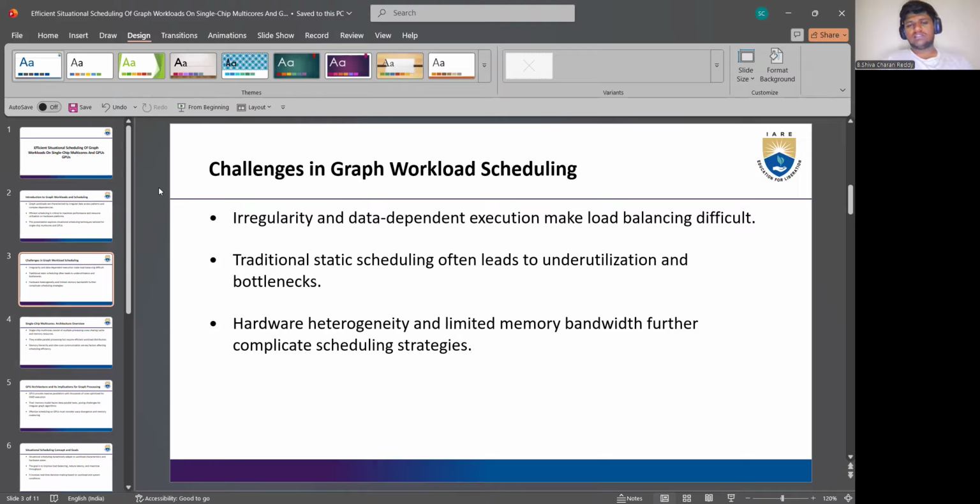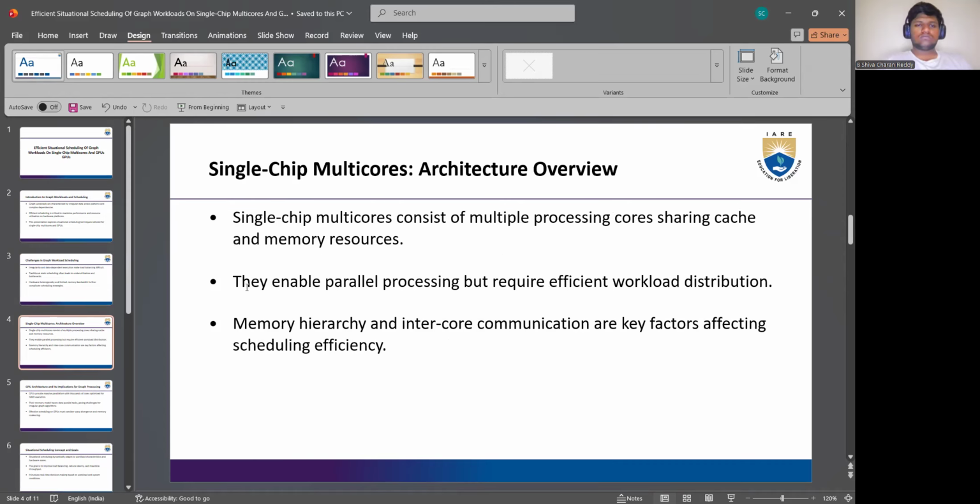So there exists irregularity and data dependent execution, both of which make load balancing difficult. Traditional static scheduling often leads to underutilization and also creates bottlenecks. The heterogeneity and limited memory bandwidth further complicate the scheduling strategy.